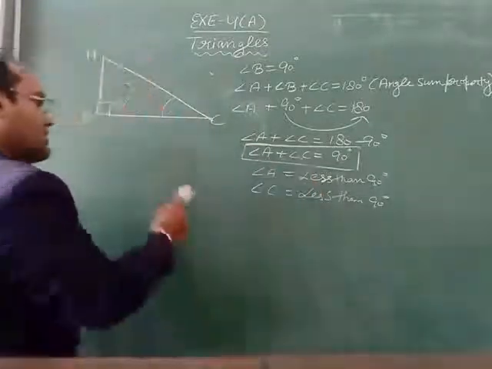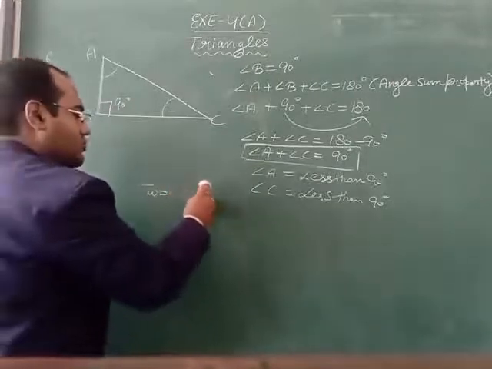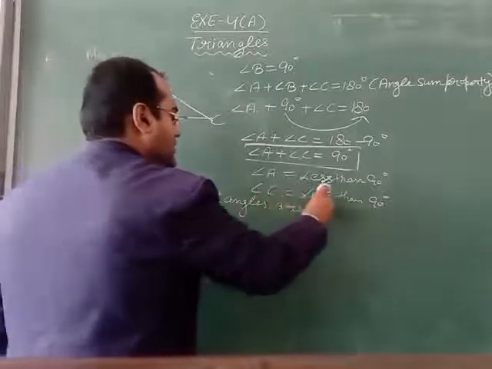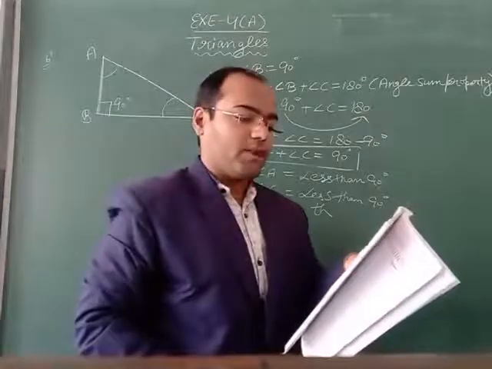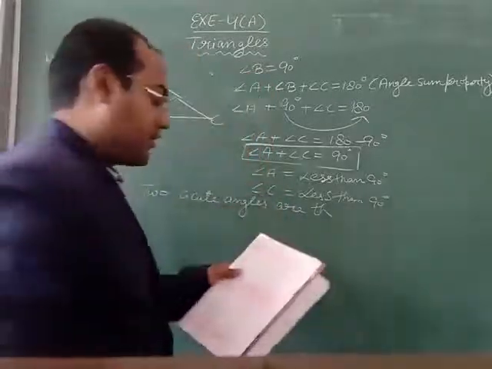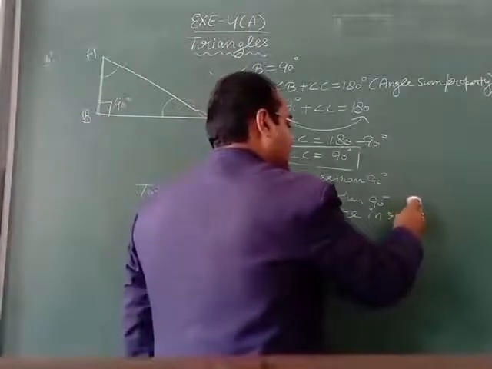So here we will write: less than 90 is acute, so two acute angles are there. In the question it is asked how many acute angles are there in a right angle triangle. So we are writing two acute angles are there in right angle triangle.